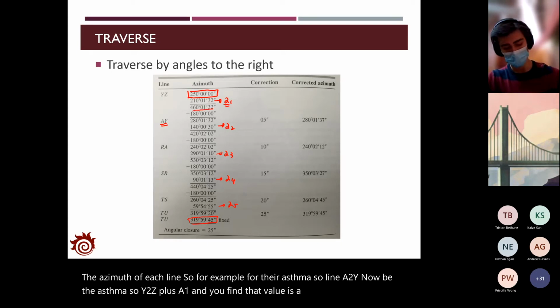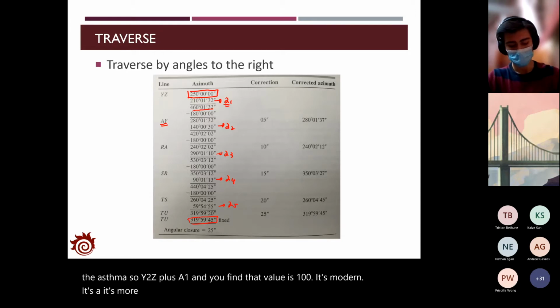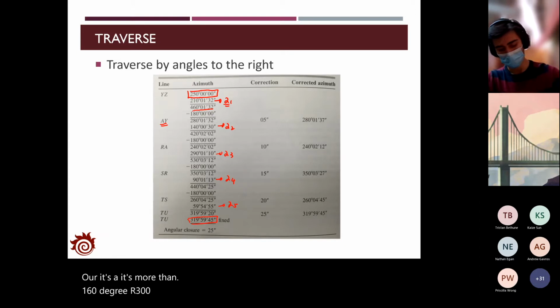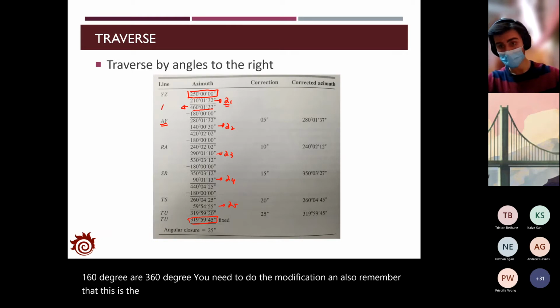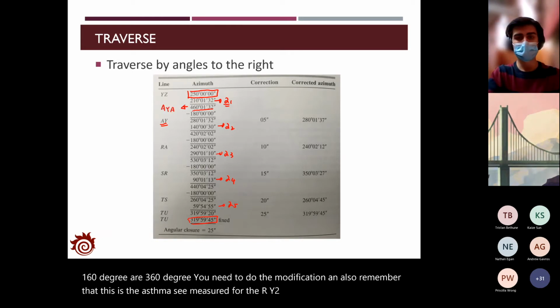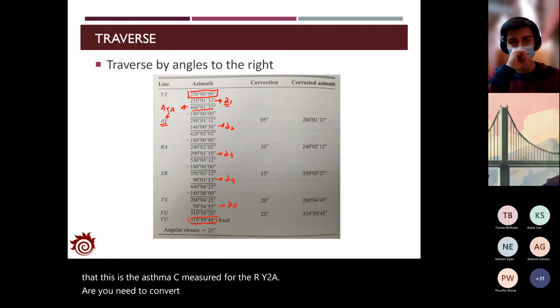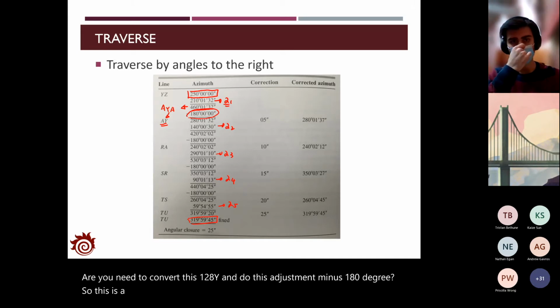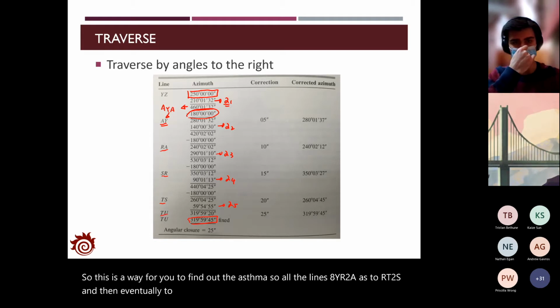It's more than 360 degrees, so you need to do the modification, and also remember that this is the azimuth you measured for the Y to A. You need to convert this one to A to Y and do this adjustment, minus 180 degrees. So this is the way for you to find out the azimuth of all the lines: A to Y, R to A, S to R, T to S, and then eventually T to U. As you know the true value of T to U, you can find out the error.